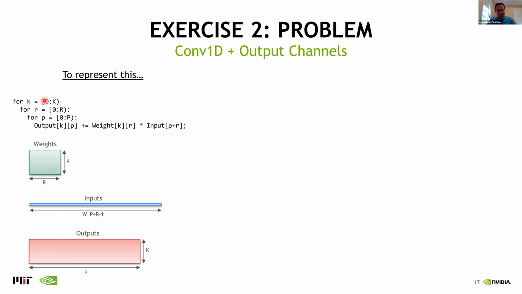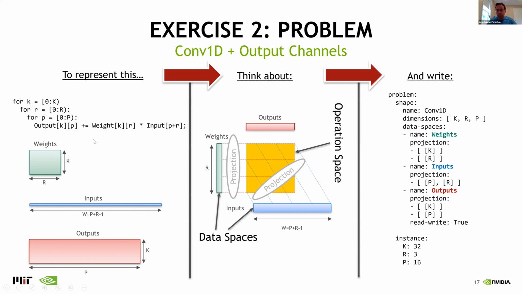So the K dimension is just a set of output channels. And so that increases the size of your weight tensor and your output tensor, but it doesn't change the size of your input tensor. But you can see that your indexing expressions have not changed for your outputs and weights. And so similar to the other problem shape, you think about the operation space, the data spaces, and the projections, and then you write this.